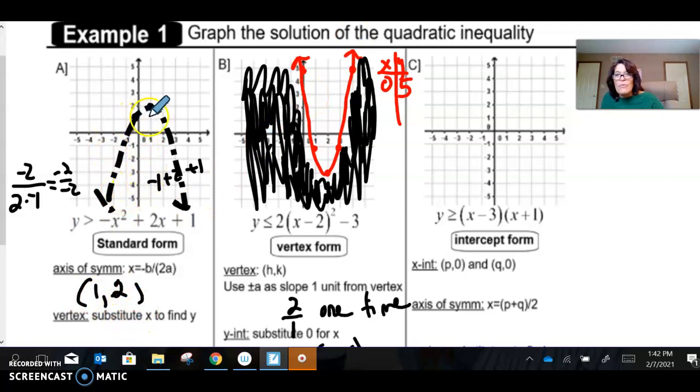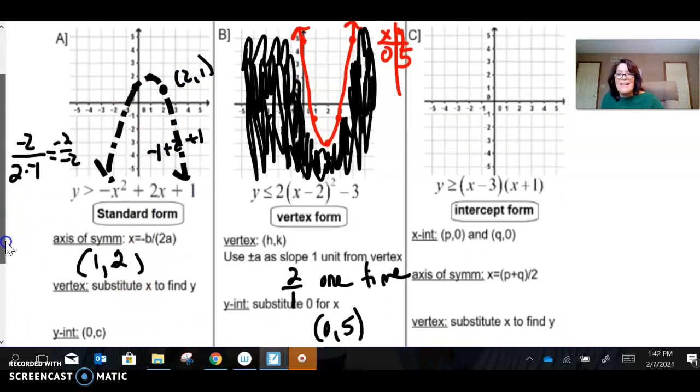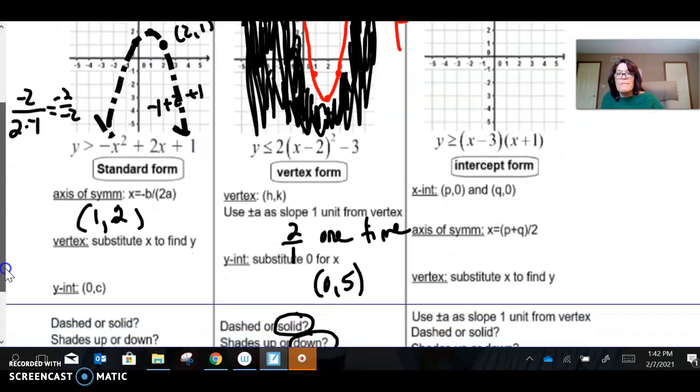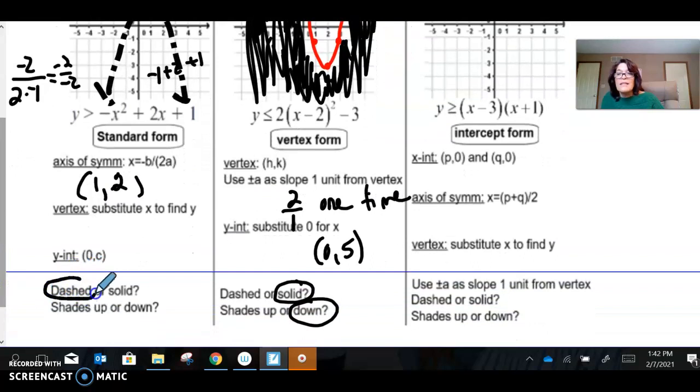Now I did kind of cheat there and not graph any other points. Since 0 went through 1, 2 goes through 1 as well. If you want to graph (2, 1), only because I know that x equals 1 is my axis of symmetry, on either side of my vertex I can find those other points. So this was a dashed line.